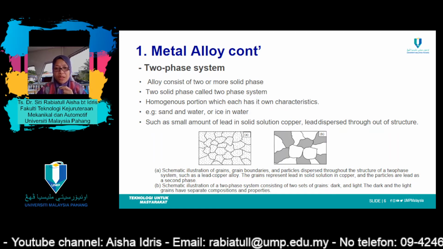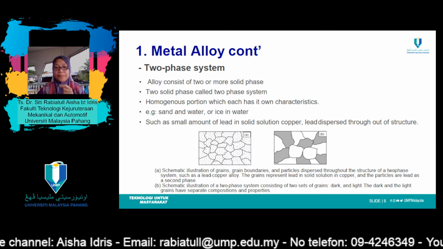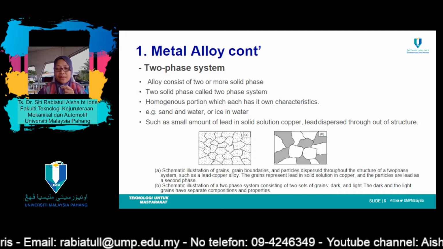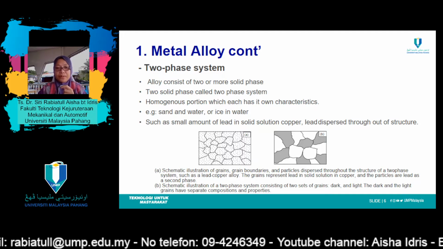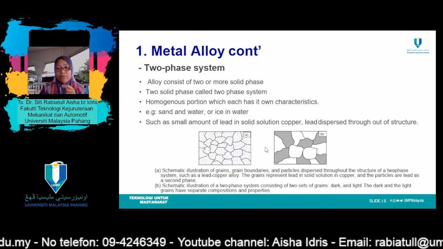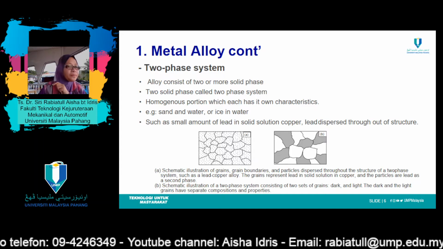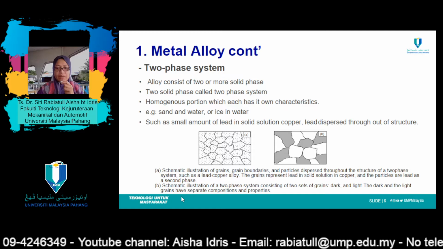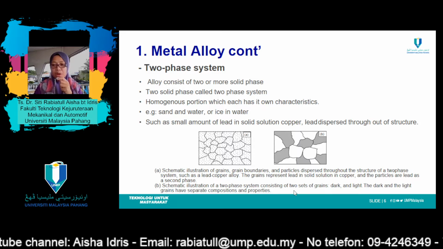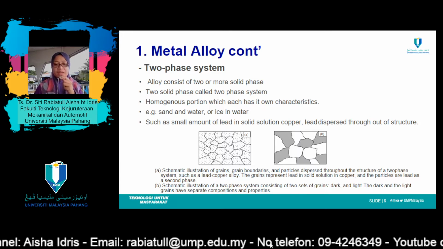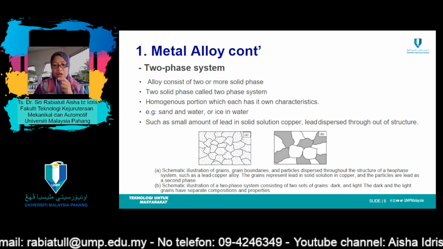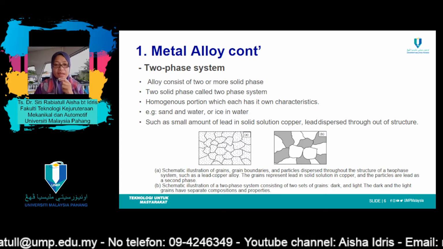Same goes for the phase system itself. We may see two or more different solid phases exist in that microstructure. For example, sand and water, yeah, or ice in water. And if you look at these two illustrations over here, figure A is showing a schematic illustration of grain boundaries and particles dispersed throughout the structure of a two-phase system, such as a lead copper alloy. The grain represents lead in solid solution in copper, and the particles are lead in a second phase.